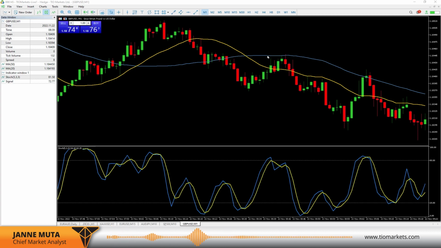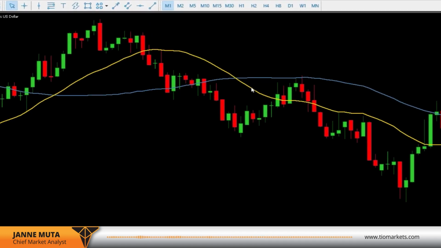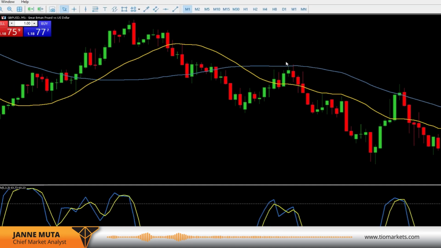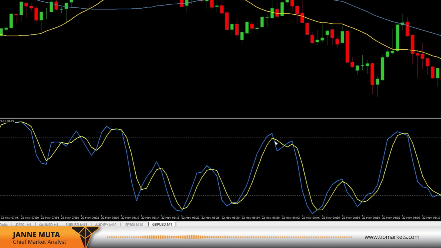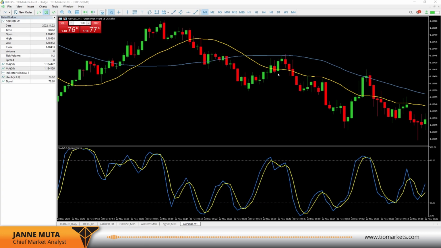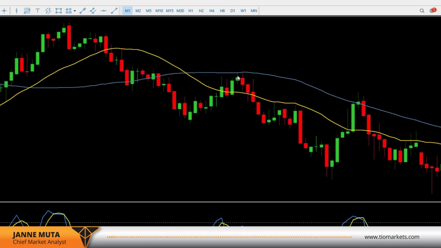So let's say that you had an entry rule where you wanted to see a downtrend. And the first condition for a downtrend is that you have the yellow, the 20 period moving average below the 50 period, and then the market is somewhat overbought, meaning that the stochastics oscillator is close to the 80 level here. So then what you might want to do is, once the price hits the 50 period moving average, you might want to consider selling the market.